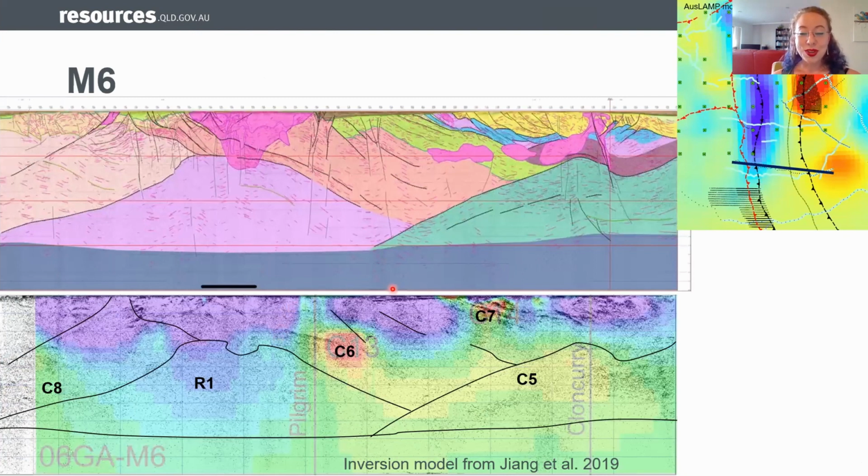But then we can step further south again. So this is M6. We're just on the edge of the constraint that we can have from the Auslamp model. We don't have, well, we didn't have sites down here, but we have some brand new sites that haven't been modeled yet. So we don't have any control on the deep electrical structure down on this line and all the following surveys I'll show you. But we're quite close to the model, so we can expect that a lot of these structures will extrapolate down into the area.